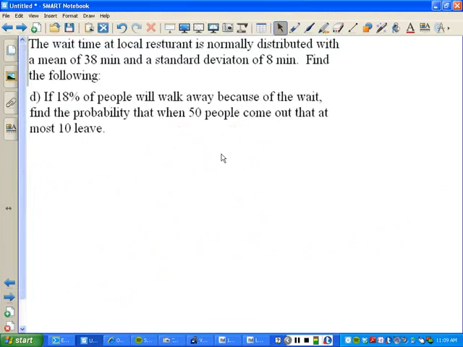Moving on to part D. 18% of people walk away because of the wait. Find the probability that when 50 people come out, at most 10 leave. This is going to require you to first find the mean and standard deviation. The average is 0.18 times 50. So the average is 9.